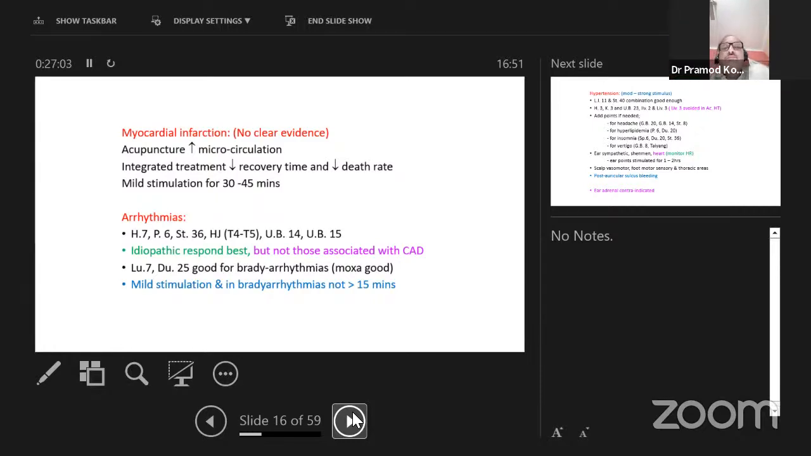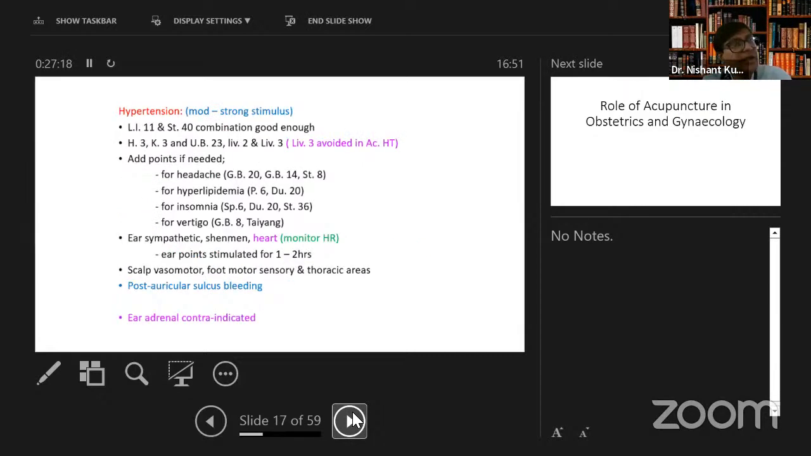Okay, you should do mild stimulation and not more than 15 minutes in bradyarrhythmias. Why? Because just putting in the needle might cause a vasovagal, so you might get an exaggerated response. Again, it has shown benefit in hypertension. You have to give moderate to strong stimulation. So the LI11 and stomach 40 combination is good enough for hypertensive patients.